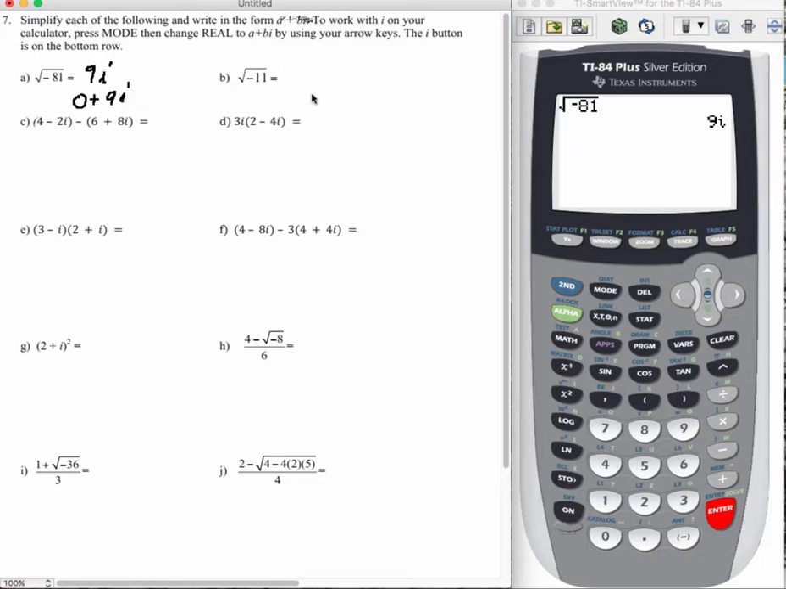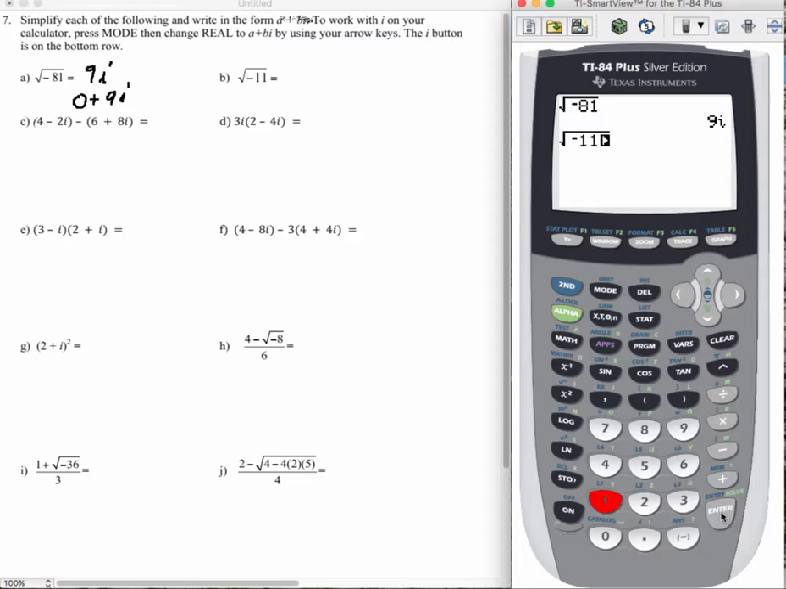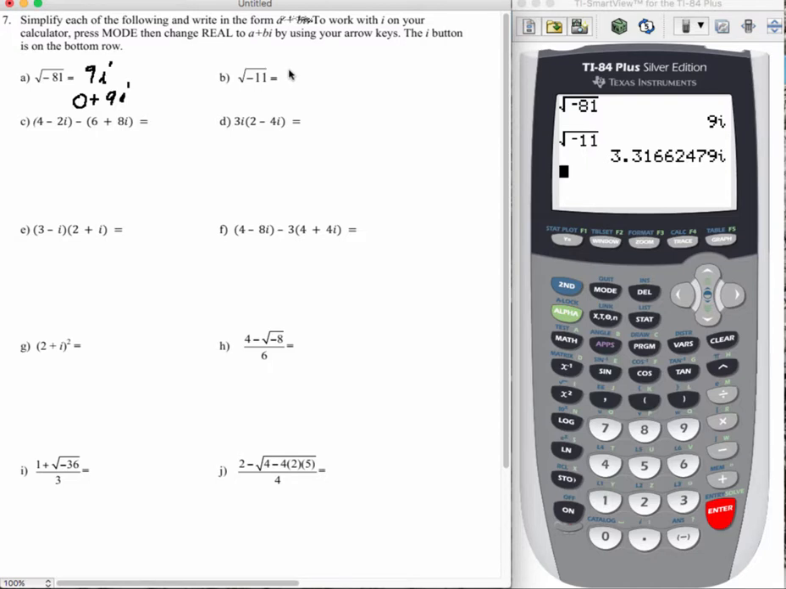Okay, so the square root of -11. We're going to go second square root of -11, and this time we're going to have to round off because 11 is not a perfect square. So the square root of -11 is approximately 3.317i, if we go out 3 places.